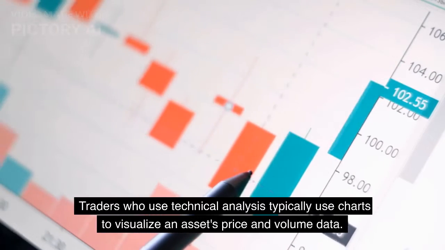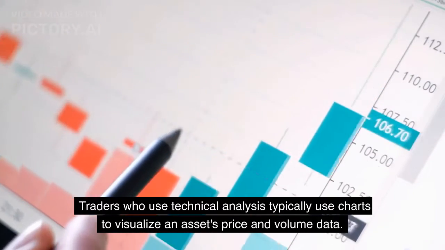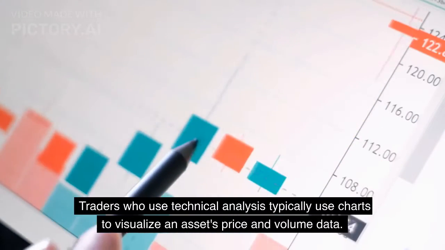Traders who use technical analysis typically use charts to visualize an asset's price and volume data.